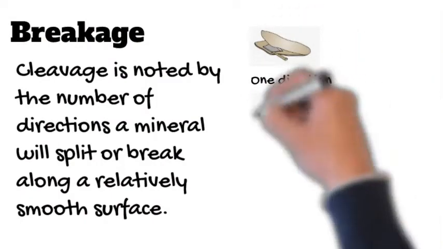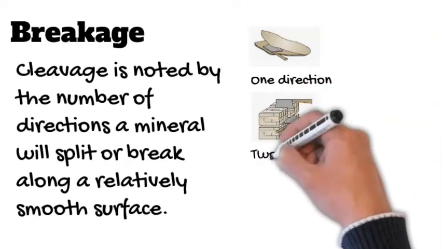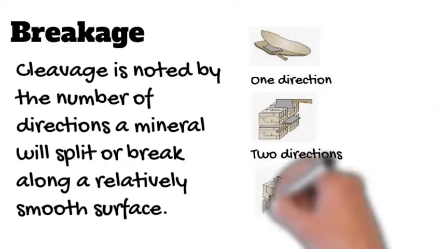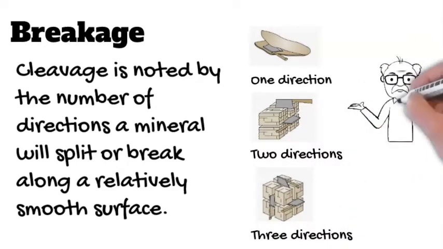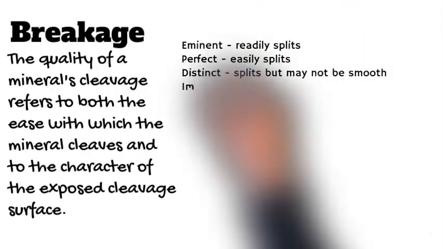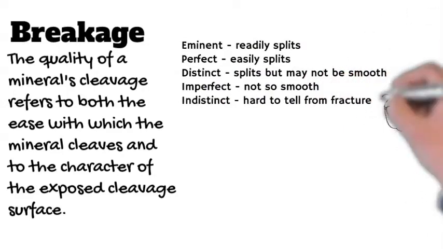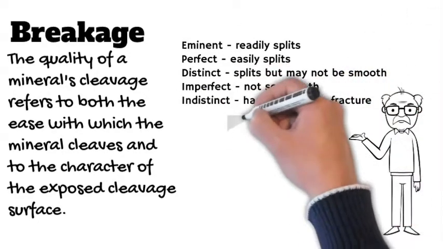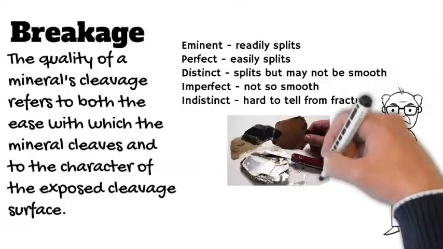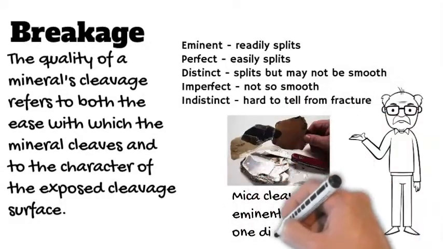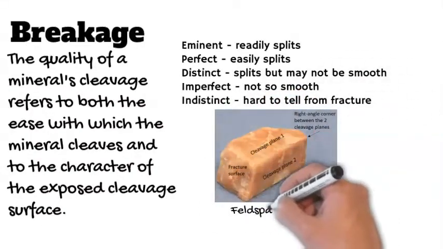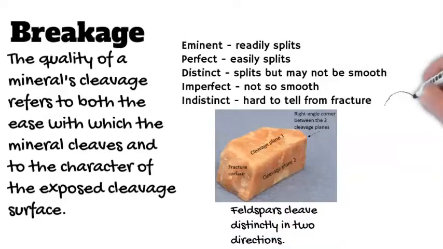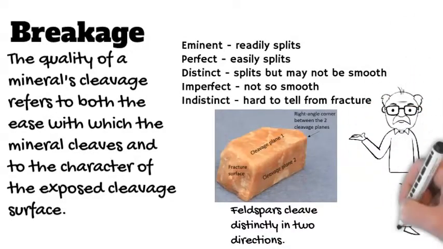Another form of breakage is cleavage, and is noted by the number of directions that a mineral will split or break along relatively flat, smooth surfaces. We usually say 1, 2, or 3 directions. But there's also a quality. We can say it's eminent, that is, it splits easily or readily, almost on its own, to indistinct, where it's hard to even tell the fracture. We take a look at one sample of feldspar, and we see that it has 2 cleavage planes and 1 fracture surface.